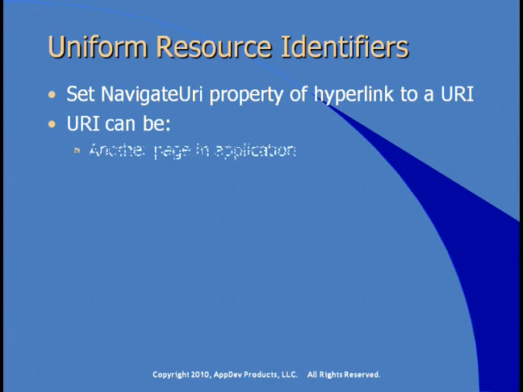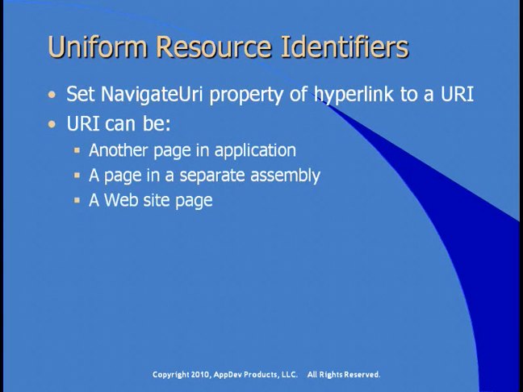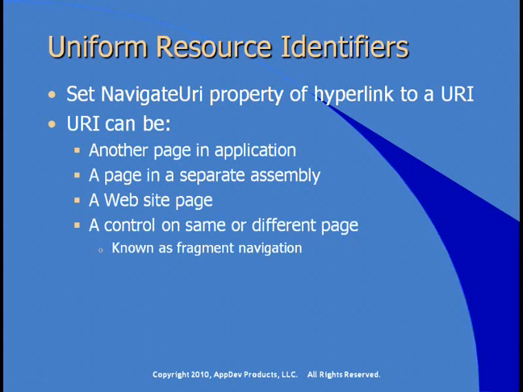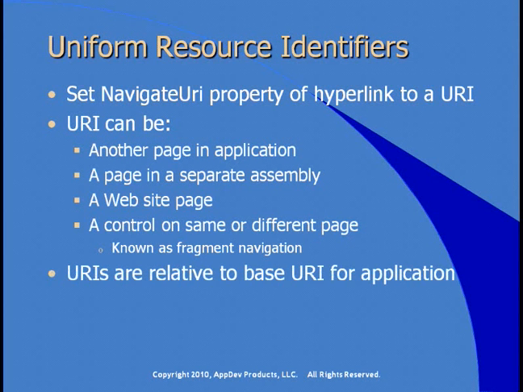And the URI can be a number of things. It can be another page in the same application. It can be a page in a separate assembly. It can be a website. It can also be a control on the same or a different page, and this is known as fragment navigation. URIs are always relative to the base URI for the application. You might think of a URI as basically a XAML page, so you set the Navigate URI property to page2.xaml, or maybe you just set it to a website. But in reality, URIs are a little more in depth than that.